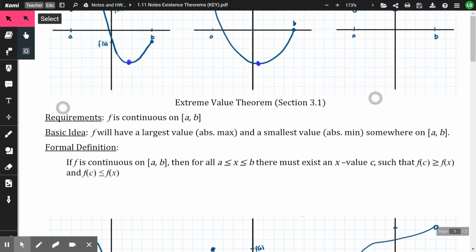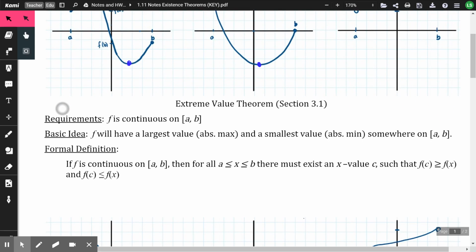So in order for the extreme value theorem to be used, we have certain requirements. The first requirement is that f has to be continuous on the closed interval from a to b. And the basic idea behind this theorem is that f, the function itself, will have a largest value, or an absolute max, and it will have a smallest value, or an absolute min, somewhere within that interval or at the endpoints.